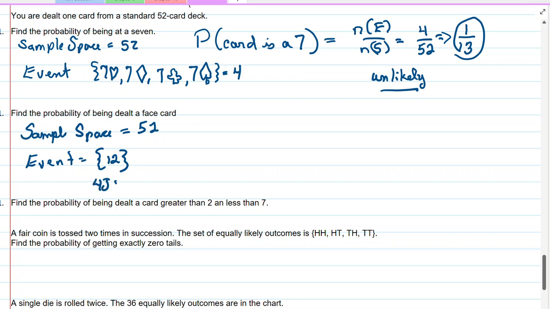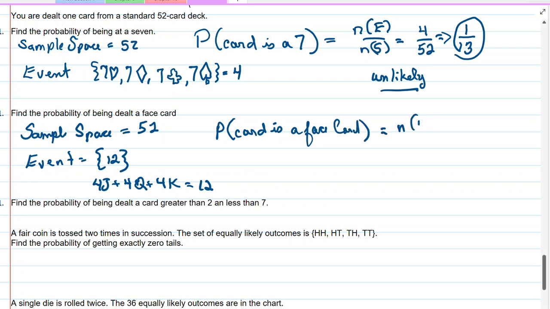4 jacks, 4 queens, and 4 kings. I'm not going to list all of them, but that's what we have. And so we're going to write our structure. Probability card is a face card. So we know it's the cardinality of our event over the cardinality of our sample space. And that was 12 out of 52. Right. So we know we can divide by 4, so we can definitely divide 12 by 4. And we're going to get 3 over 13. It's still not half, so it's still pretty unlikely. It doesn't mean we won't get it if we draw it, but it's in the unlikely range.